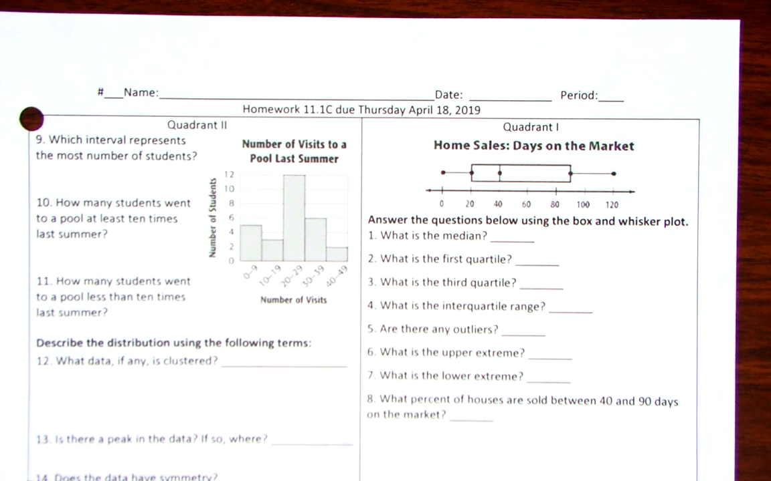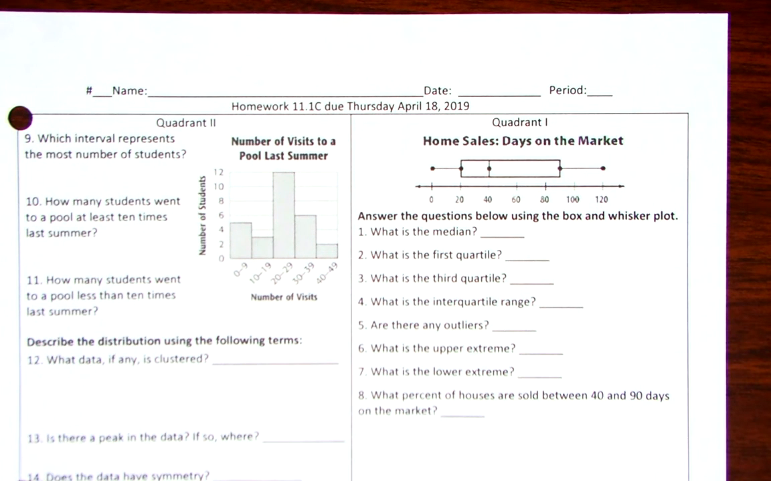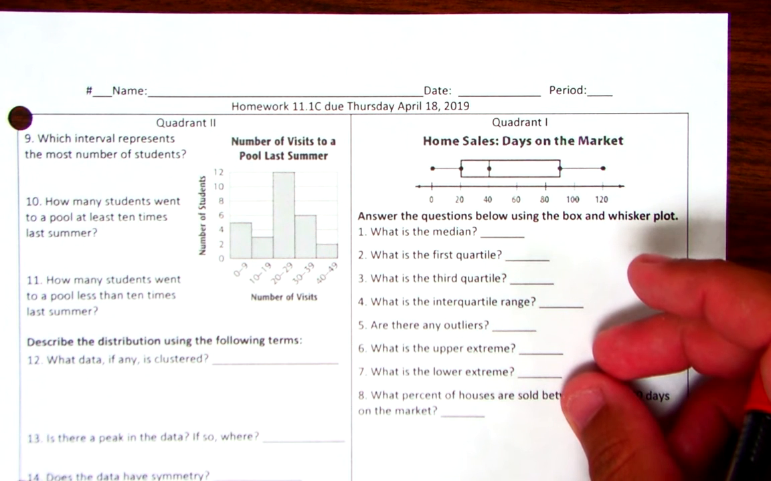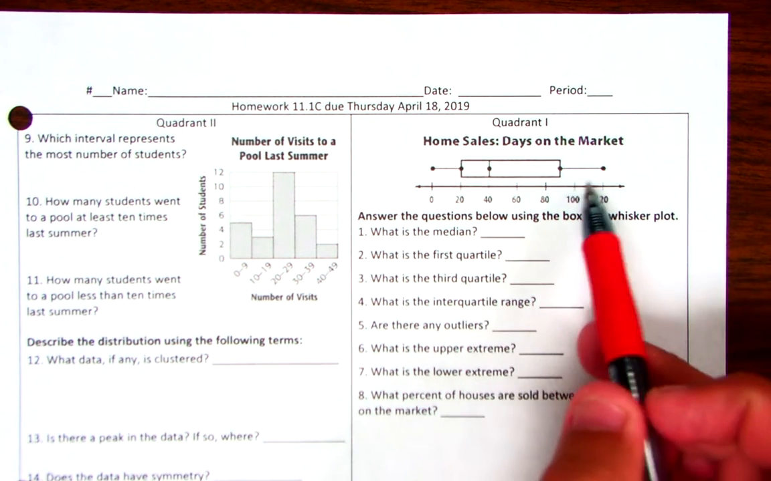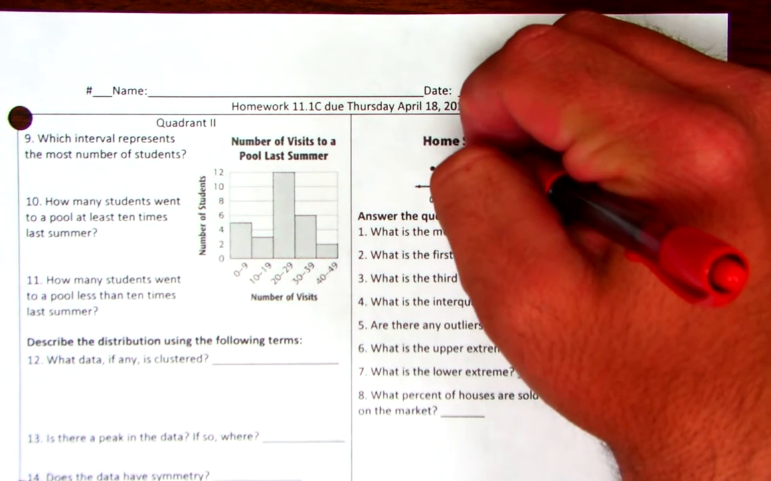I'm going to start with quadrant number 1. Home sales days on the market. Answer the questions below using the box and whisker plot. Well, I'm going to start by labeling my box and whisker plot. Okay. Notice you have 5 dots. This middle dot right here is known as your median.